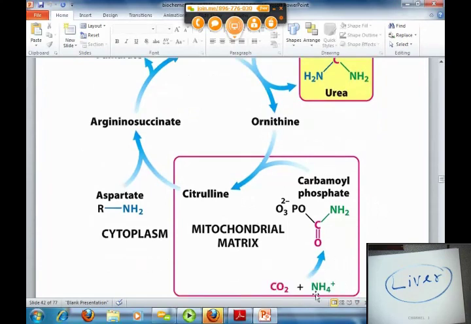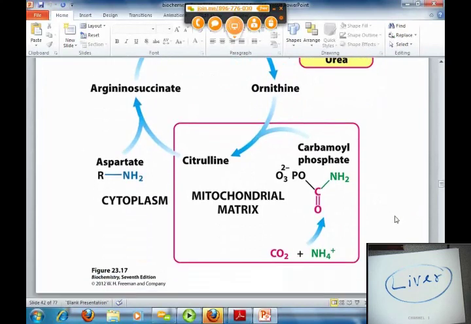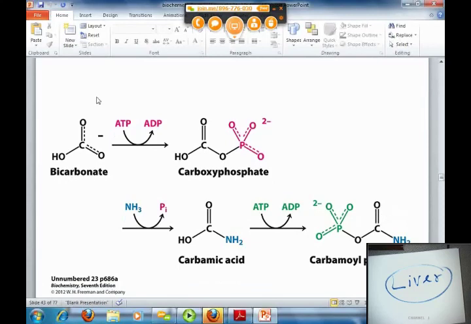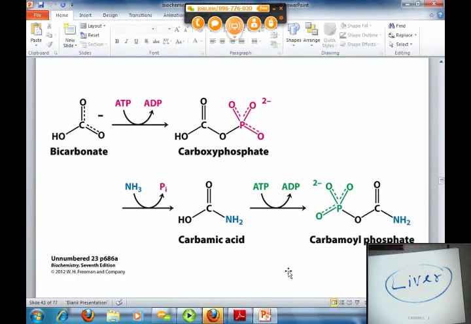More and more carbon dioxide, more and more ammonia is being removed in the form of urea. So that is the net reaction. I mean, how the bicarbonate, the carbon dioxide which is present in the blood, is converted into carboxyphosphate. And then ammonia to carbamic acid is synthesized from ammonia, with the release of inorganic phosphate. Here another 2 molecules of ATP you have to spend in order to produce the carbamyl phosphate. This is the energy requiring process.